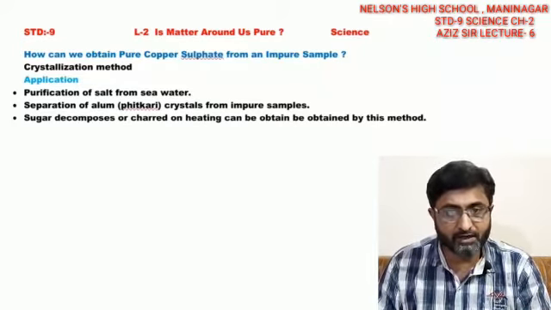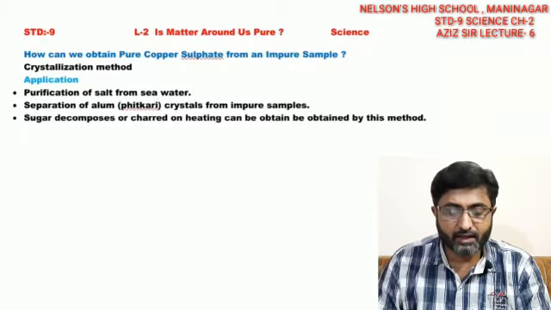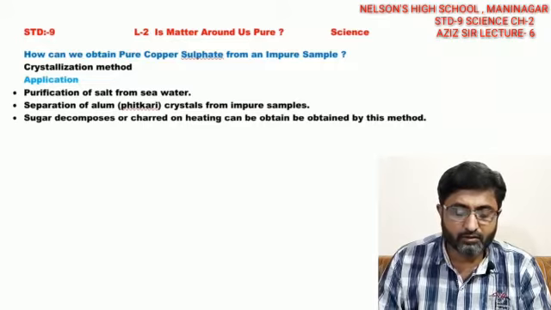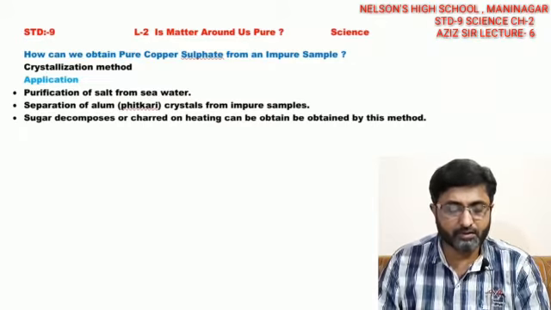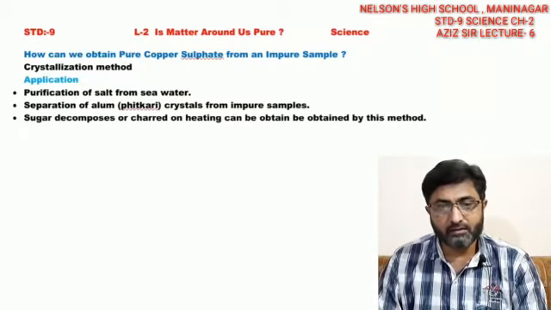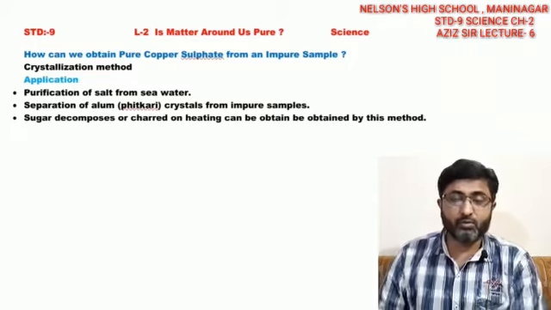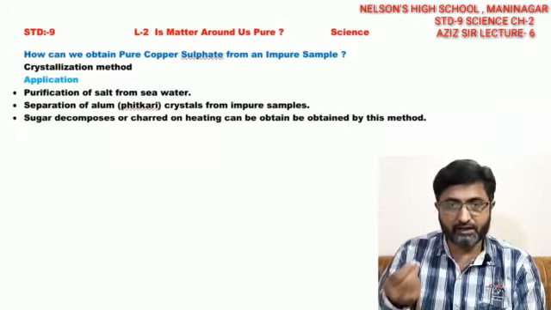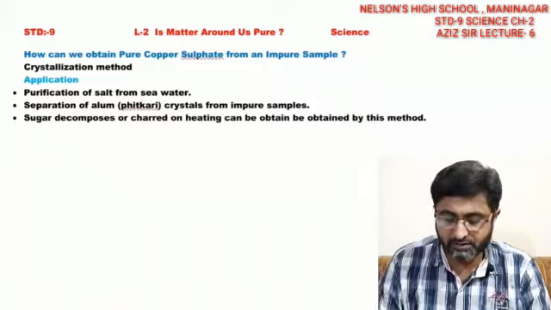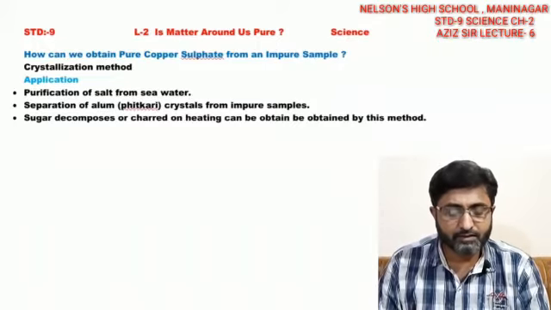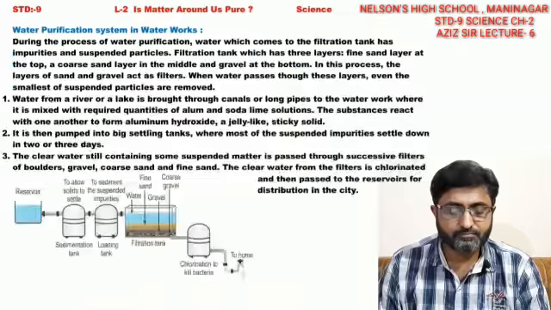In the same way, alum, which we call fatakdi in Gujarati and Hindi also, is used as an antiseptic, and crystals are obtained. Another is sugar, which can be obtained because on overheating it gets stirred and turns into powder form. So crystallization is the method by which we can obtain sugar also.